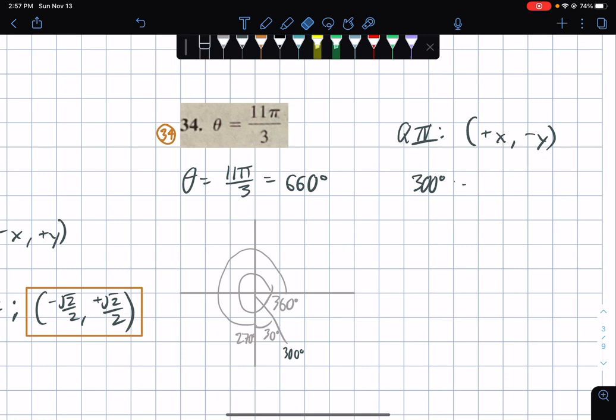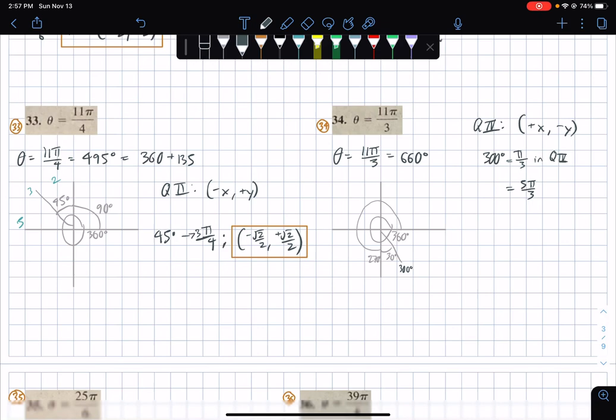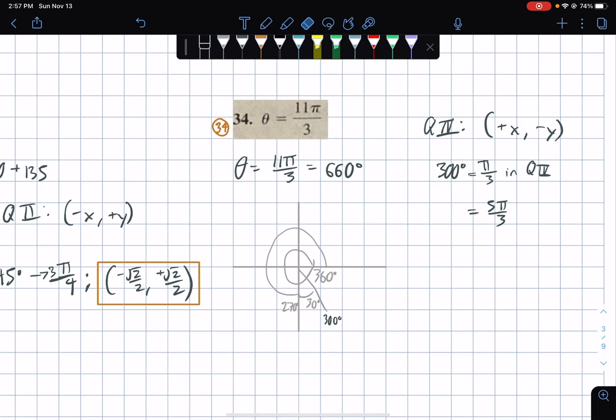is basically pi over 3, and pi over 3 in quadrant 4 is 5 pi over 3. I hope I do memorize the unit circle correctly. I'm pretty positive that this is right. In 5 pi over 3, the generic point has 1 over 2 and square root of 3 over 2. And because it's on quadrant 4, this is positive, this is negative. That's the final answer.